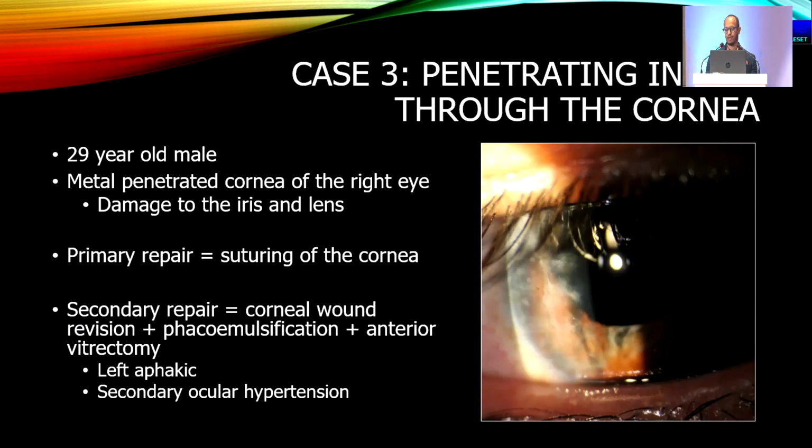So case number 3 here is a penetrating eye injury once again. This was through the cornea. A 29-year-old male had a metal foreign body go through his cornea, damaging the iris and lens as well. So the primary repair was just that of suturing the cornea back together. Secondary repair was more extensive.